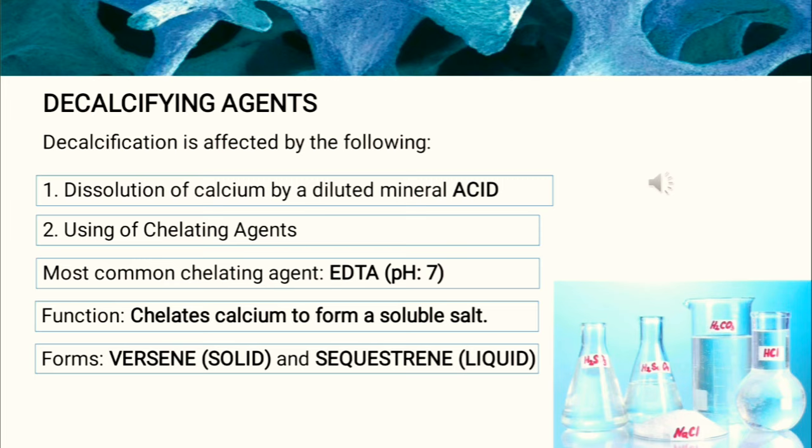The second one is the use of chelating agents. The most common chelating agent is EDTA with a pH of 7 or neutral. The function of EDTA is that it chelates calcium to form a soluble salt. There are two forms of EDTA: the solid form, which is the versene, and the liquid form, which is the sequestrene.